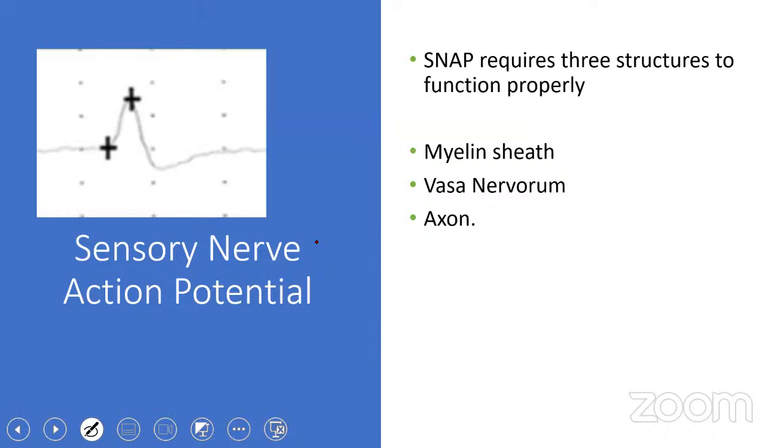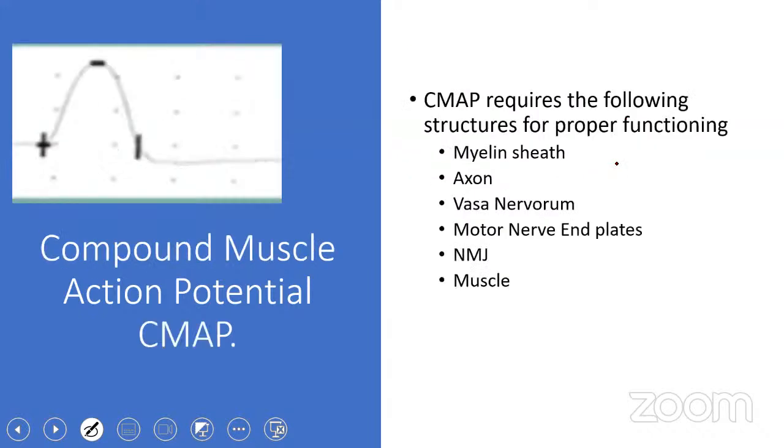So the sensory nerve action potential requires three structures to function properly. One is the myelin sheath, where saltatory conduction will take the sensory information very fast to the brain. The vasa nervorum that should supply, and the axon. So all three things matter for generation of sensory nerve action potentials. The CMAP requires the following structures for proper functioning: the myelin sheath, the axon, the vasa nervorum, motor nerve end plates, the neuromuscular junction, and the muscle. So all these things contribute to the formation of the compound motor action potential, with which we do nerve conduction studies.